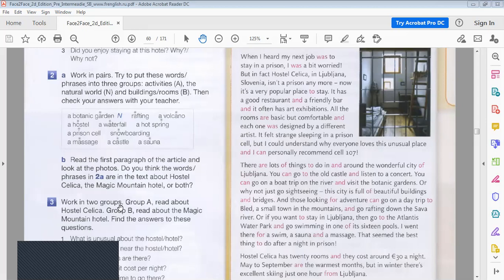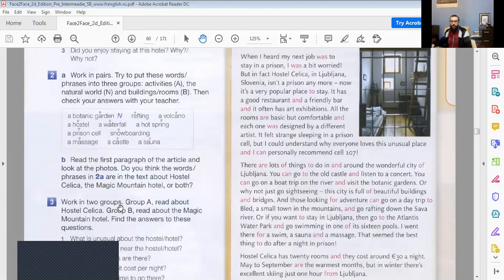There are lots of things to do in and around the wonderful city of Ljubljana. You can go to the old castle and listen to a concert. You can go on a boat trip on the river and visit the botanic gardens. Or why not just go sightseeing? This city is full of beautiful buildings and bridges. And those looking for adventure can go on a day trip to Bled, a small town in the mountains, and go rafting down the Sava River. Or, if you want to stay in Ljubljana, then go to the Atlantis Water Park and go swimming in one of its 16 pools. I went there for a swim, a sauna, and a massage. That seemed the best thing to do after a night in prison. Hostel Celica has 20 rooms and they cost around 30 euros a night. May to September are the warmest months, but in winter there's excellent skiing just 1 hour from Ljubljana.